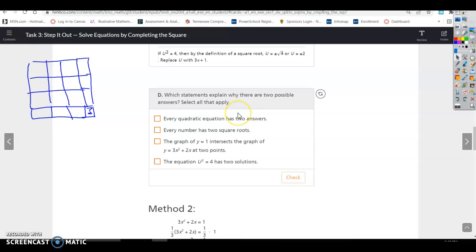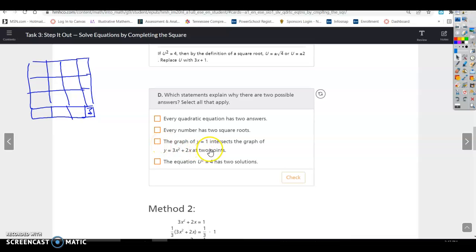All right, which statements explain why there are 2 possible answers? Select all that apply. All right, every quadratic equation has 2 answers. No, it has 2, 1, or 0 answers if there's no solution, so that's not true. Every number has 2 square roots. That's not true either, because 0 only has 1 square root.